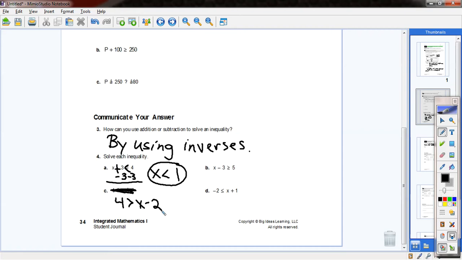Add 3. So in this case, somebody read the inequality. Read it variable, sign, number for me. How is this going to look when you're done with part B? X is greater than or equal to 8. Give me a show of hands. How many have that? Excellent.